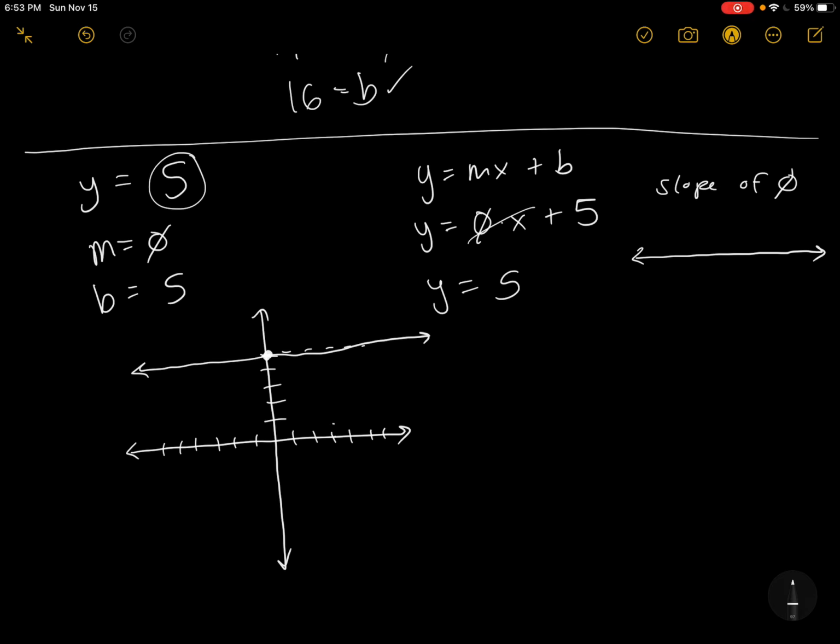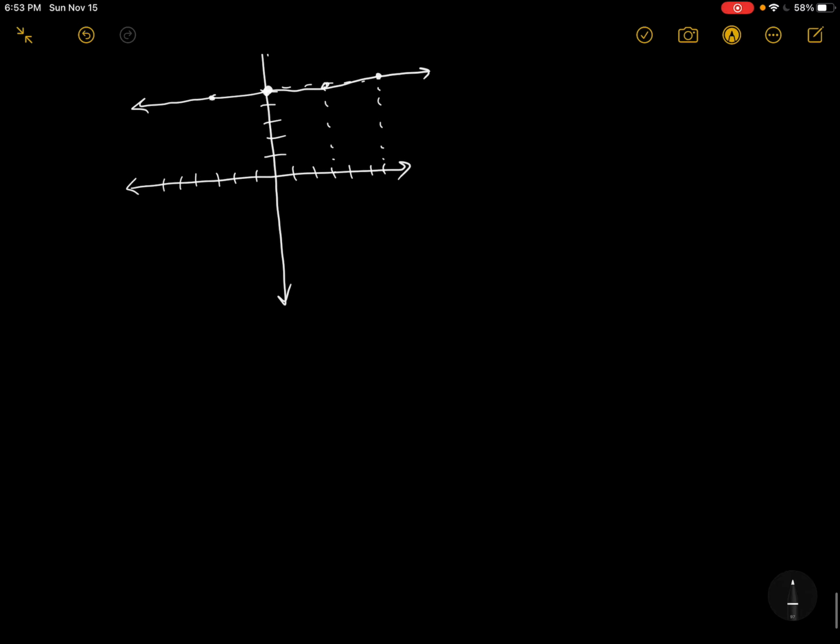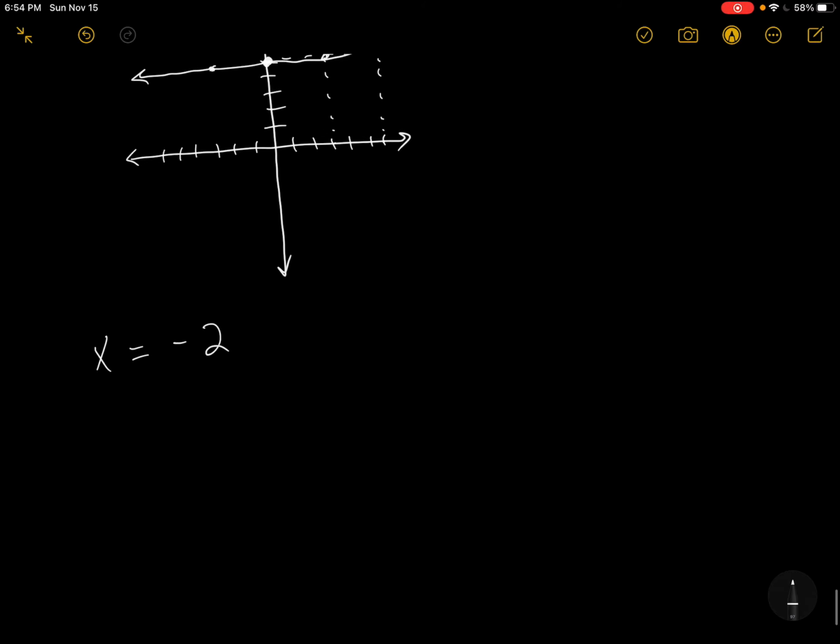Y doesn't care what x is. If x is 3, y is still 5. If x is 6, y is still 5. If x is -3, y is still 5. It doesn't matter. So y is always 5, so you get a nice horizontal line. Okay, so what happens when you have x is a number?